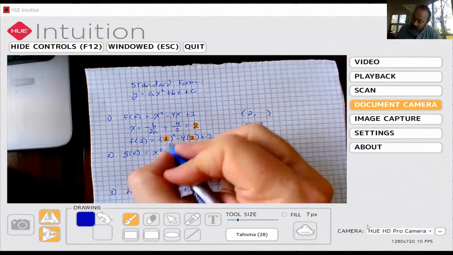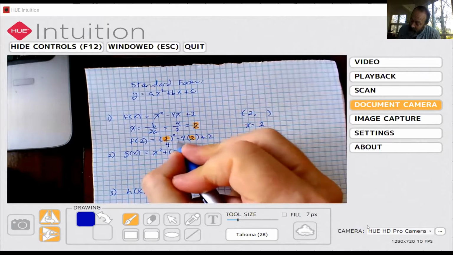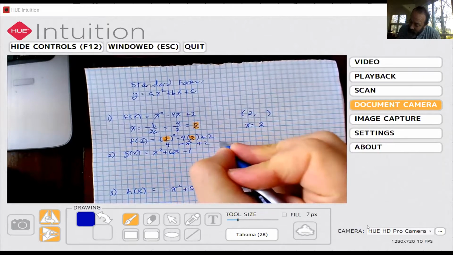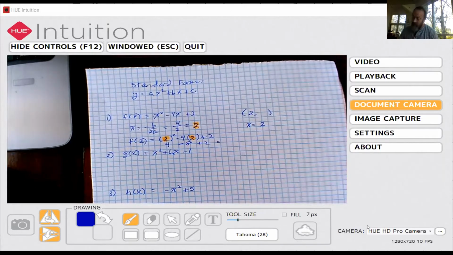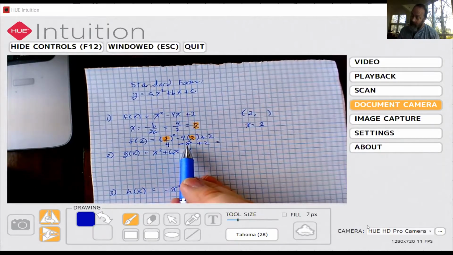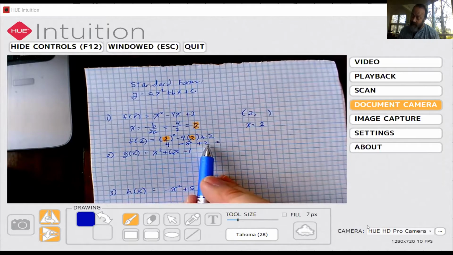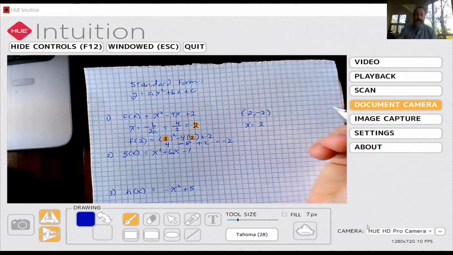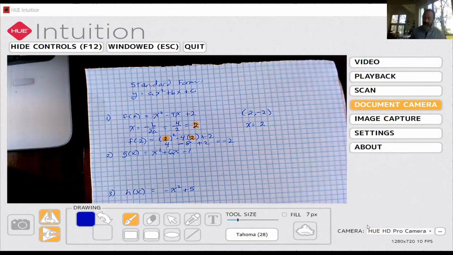Now, when we do 2 squared, of course, that's 4. And 4 times 2 is minus 8. And we add that 2. And I just got a grand total of 4. Minus 8 is negative 4. Plus 2 is negative 2. And you might recall that that's the vertex that we found on that previous problem.